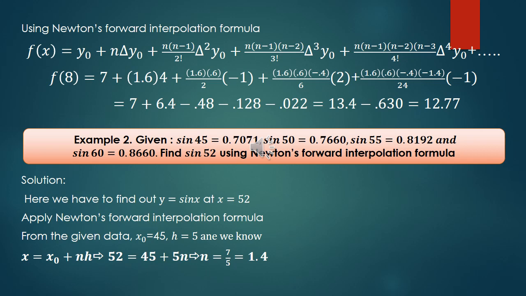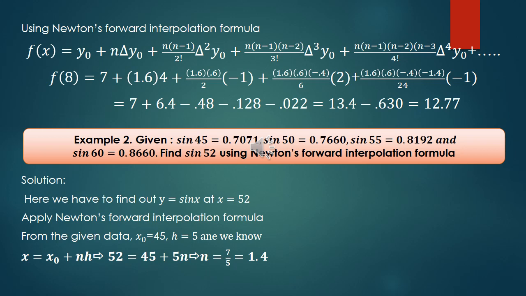Next example: given sine 45 is equal to 0.7071, sine 50 is equal to 0.7660, sine 55 is equal to 0.8192, and sine 60 is equal to 0.8660. Find sine 52 using Newton's forward interpolation formula. Here the function is y equals f of x equals sine x, with x values 45, 50, 55 and 60. We have to find the value of sine 52.